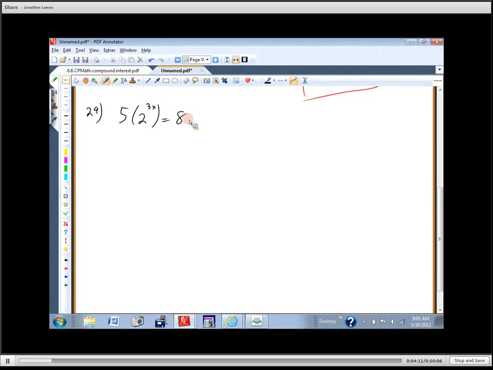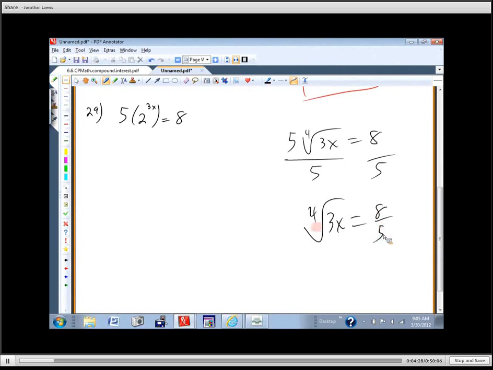Okay, let's see. If this were 5, and then we had, say, the 4th root of 3x equals 8, what would you do first here? You divide both sides by 5, right? And then we'd have the 4th root of 3x. And how would we undo the 4th root? 4th power. We'd raise both sides to the 4th. Okay, using those inverse operations. So the first thing I'm going to do on this one is I'm going to divide by 5. So this is going to be 2 to the 3x equals 8/5.